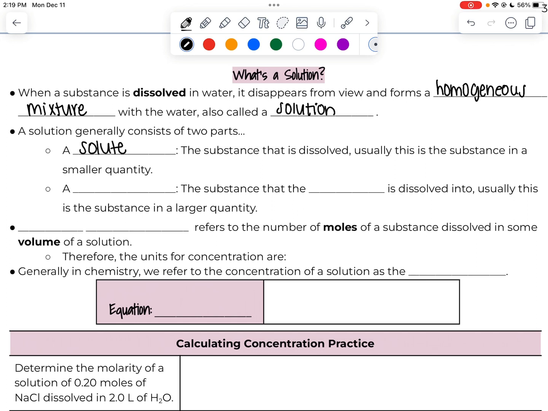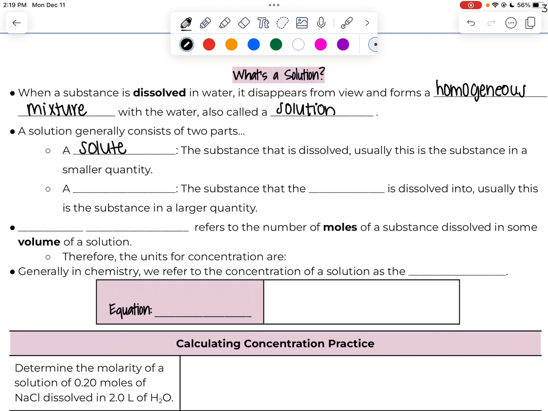You've got your solute. Your solute is the substance that is dissolved. And usually this is going to be the substance that's in a smaller quantity. So think about like if you make powdered lemonade, right? You take a little scoop of powdered lemonade, you put it into a big pitcher of water. That powdered lemonade is the thing that's being dissolved. That's your solute. And it's a smaller quantity because you're just having a little scoop of it.